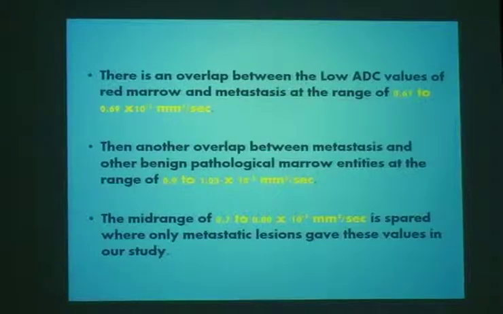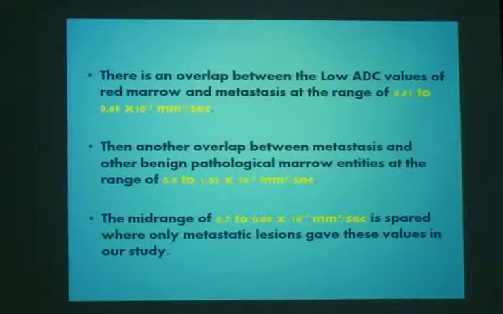The issue, as regards the ADC values, is that there is an overlap between the low ADC values of normal red marrow and metastasis due to the comparability of the cellular packing, giving a range lying between 0.621 and 0.69. Then there was another overlap between metastasis and other benign pathological marrow entities within the range of 0.9 to 1.03. The mid-range of 0.7 to 0.89 was spared for only metastatic lesions.